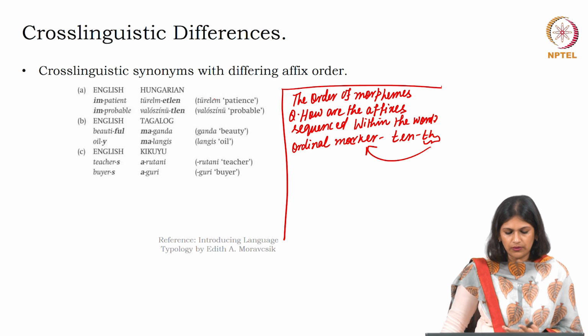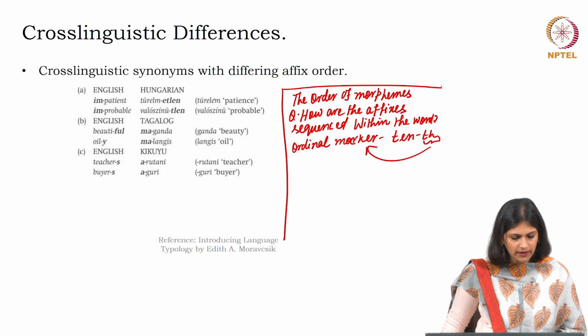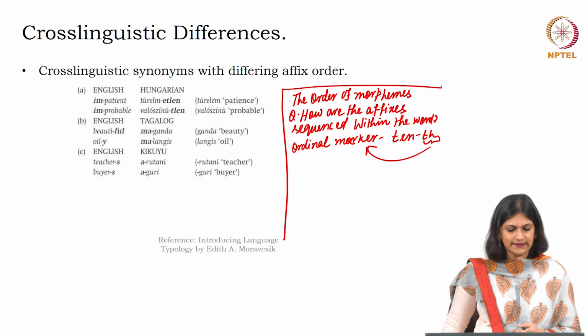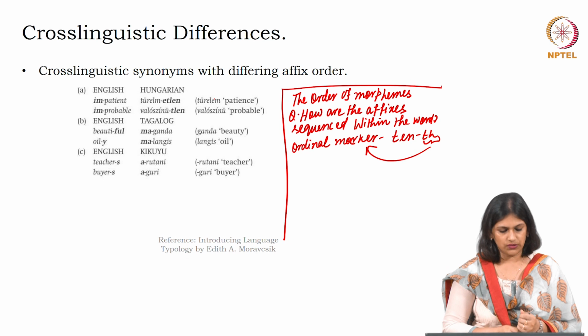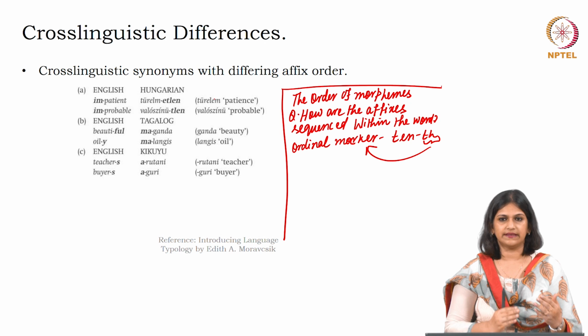Now come to the second category, which is related to how the adjective becomes noun. So in English, we have beautiful, and in Tagalog there is maganda, something like that, and in oily it is malangis, right? So what kind of a morpheme is full here in English? Beautiful. So full is a suffix. And what kind of a morpheme is oily? Oily, like the y morpheme, that is also a suffix. So when a noun becomes an adjective, we see the morphemes are attached at the end of the word. So these are the suffixes.